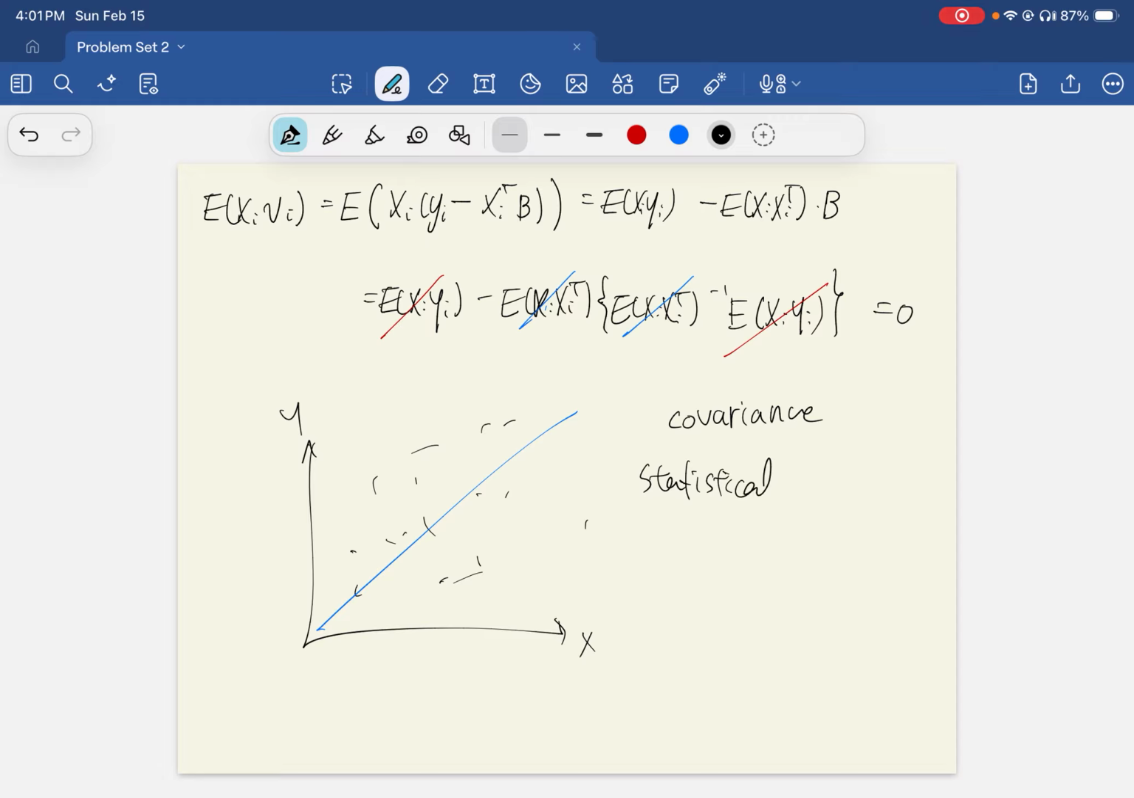Statistical association. It does not imply causation, right? So in econometrics, we usually want to say x causes y, but linear projection is just covariance. It doesn't imply which causes what.